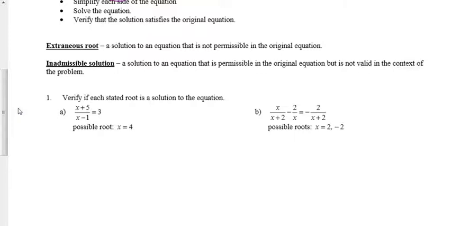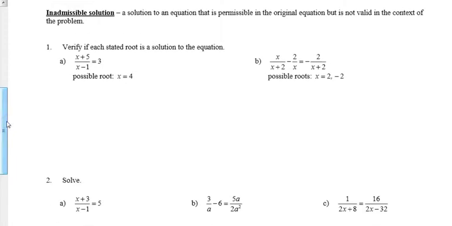All right, we're going to start off by just doing a couple of verifications. Okay, so we're going to verify if each stated root is a solution to the equation. The way that we're going to do verification is to do what's called a left side, right side. It's in a t-table. So what you do is just make a little table like this. Say the right side of this equation is 3. The left side is (x + 5)/(x - 1).